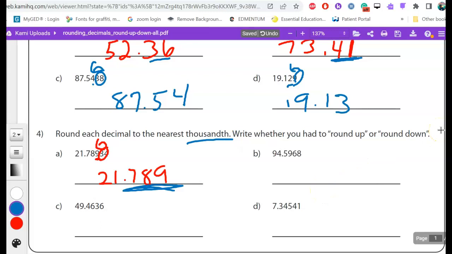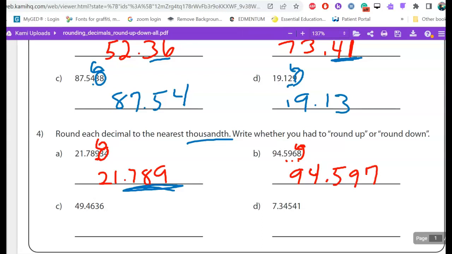Let's go to letter B. All right. What number is in the thousandths place? Tenths, hundredths, thousandths. The 6 is in the thousandths place. But I'm looking at the 8. That 8 is going to tell me what to do. I see that 8 is bigger than 5, so it's telling that 6 to go up to 7. So my answer would be 94.597. Leave everything else off. Still representing the thousandths place because I have 3 digits right here.